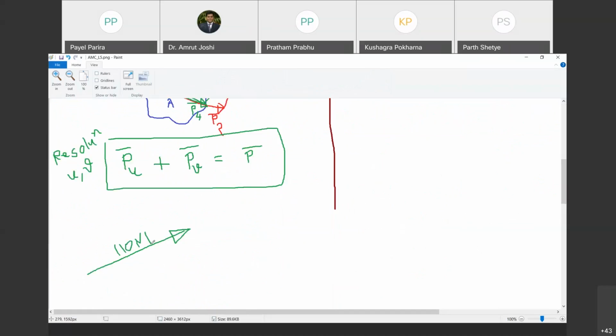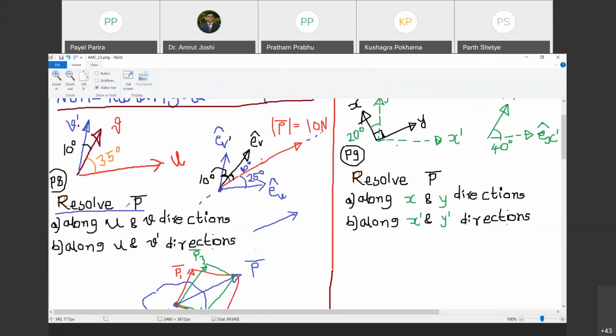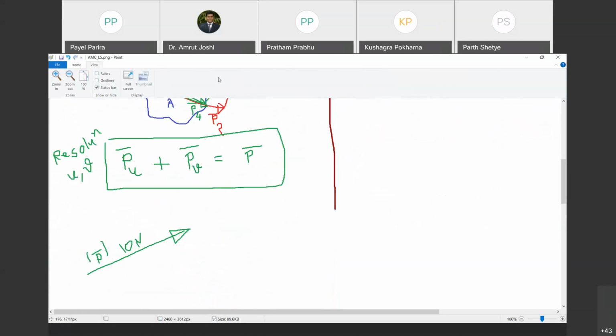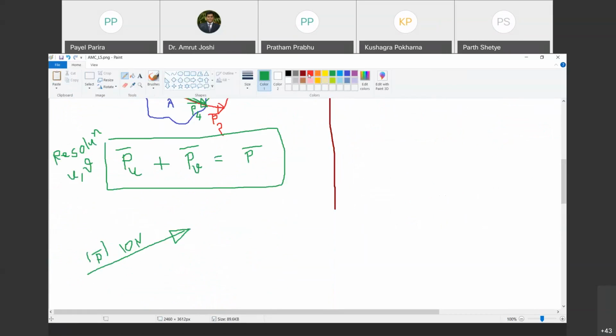This is magnitude of, I'm sorry, this is magnitude of P bar. और directions plot करते हैं अब. U direction के साथ इस force ने कितना angle बनाया है? 25 degree. So can I mark that U direction something like this? देखो ये angle कितना है?